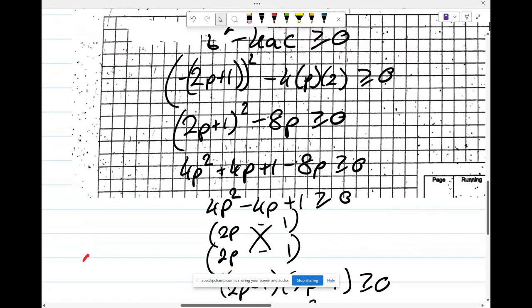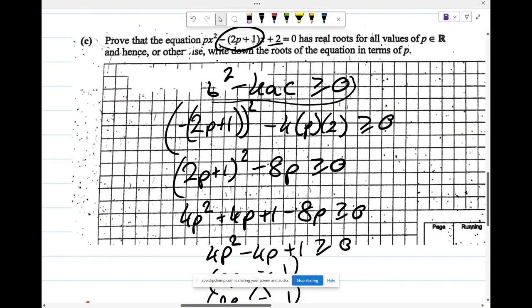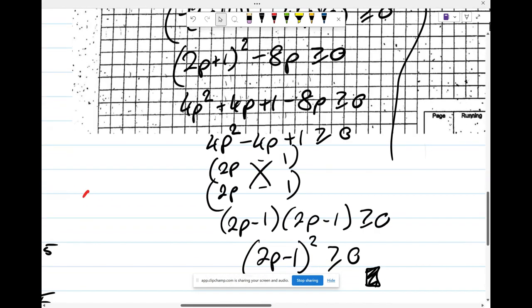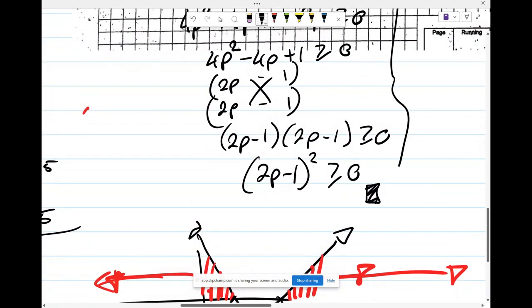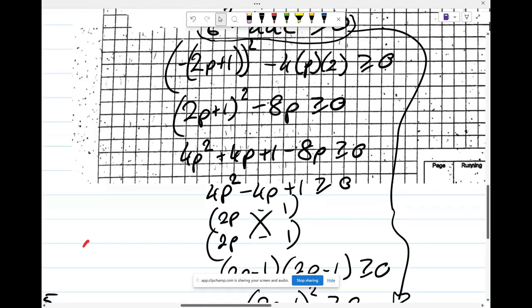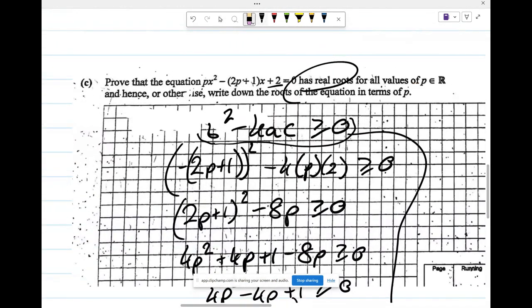We started with our discriminant greater than or equal to 0, so that's how we know it has real roots, and we proved it. So we went all the way down to something that is mathematically true without having to check. And so that is how we proved that px squared minus (2p plus 1)x plus 2 has real roots for all values of p.